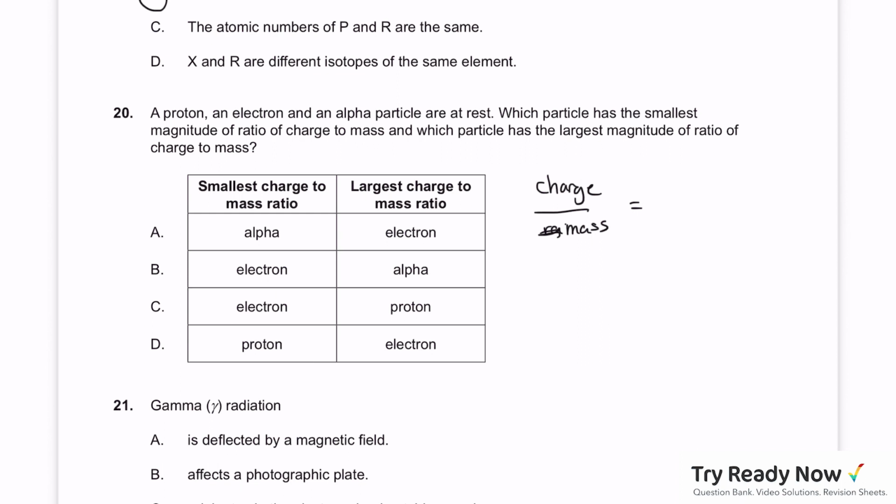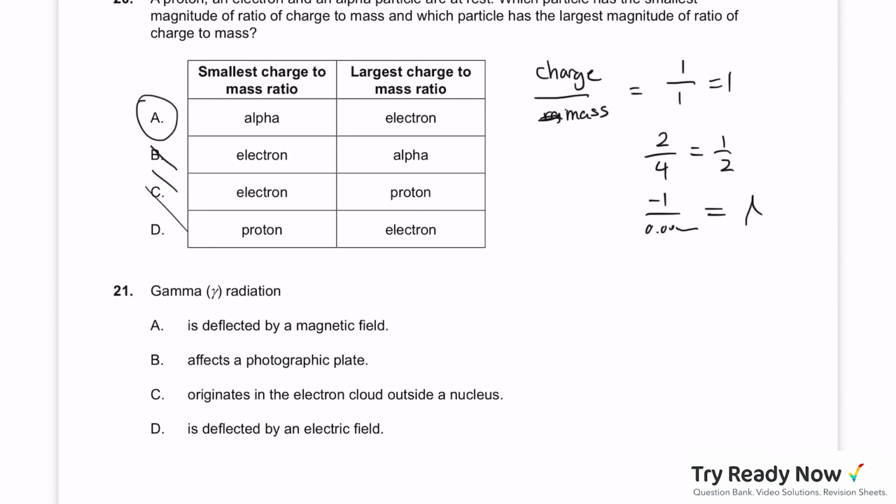So let's just go through each one. A proton would approximately give us a ratio of 1. An alpha particle would have a charge of 2 divided by 4 because the mass is larger. He has 2 neutrons and 2 protons. So that would give us half. And an electron, we already know, would be very big, because if you have a very small number getting divided by the smallest number, it should become a very big number. So I'm just going to leave it at that. So we already know it should be A.